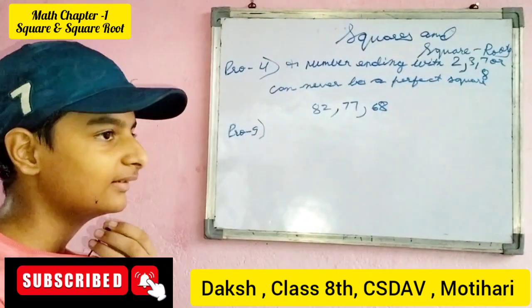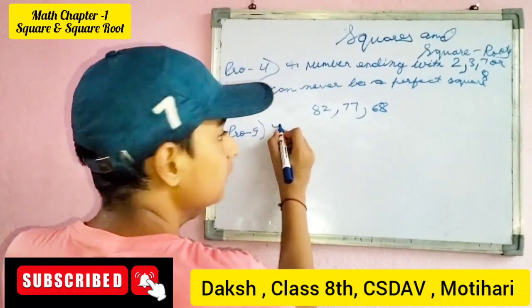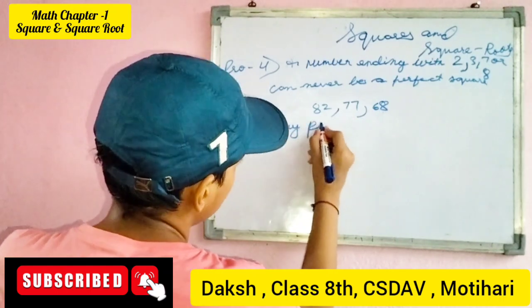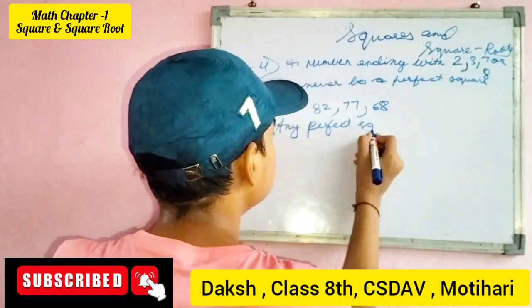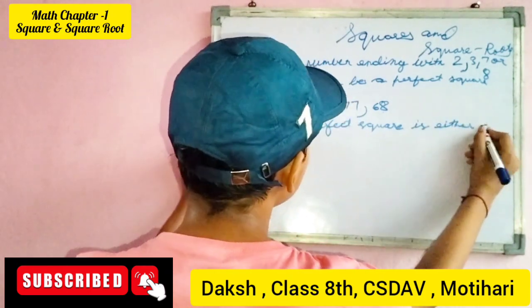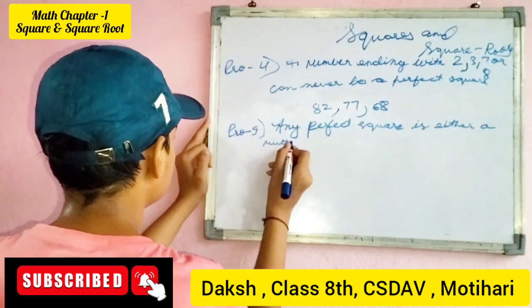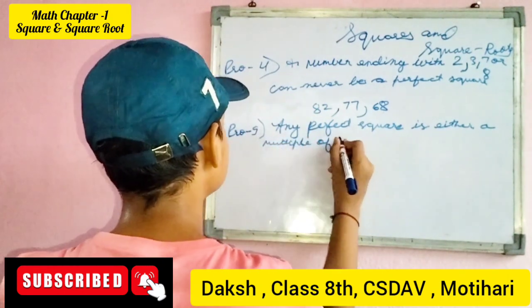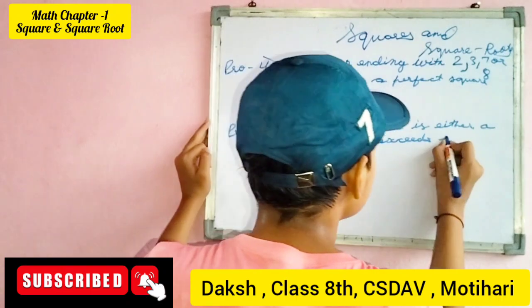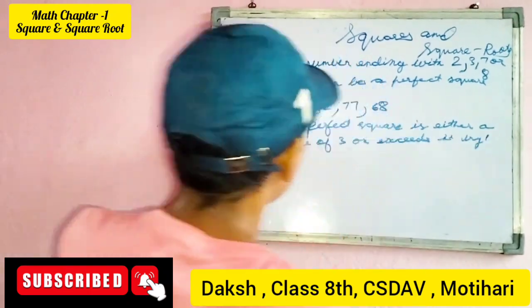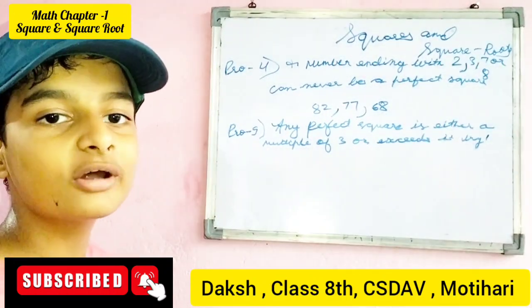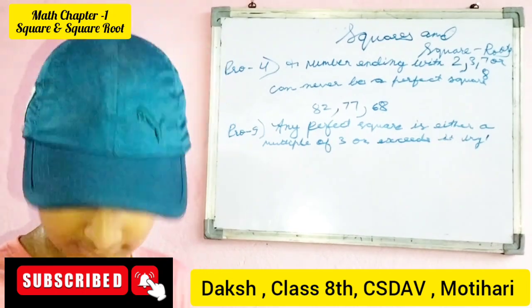Property number 5 tells us that any perfect square is either a multiple of 3 or exceeds it by 1. So this property tells us that any perfect square that is there, it is either a multiple of 3 or it exceeds the multiple of 3 by 1.